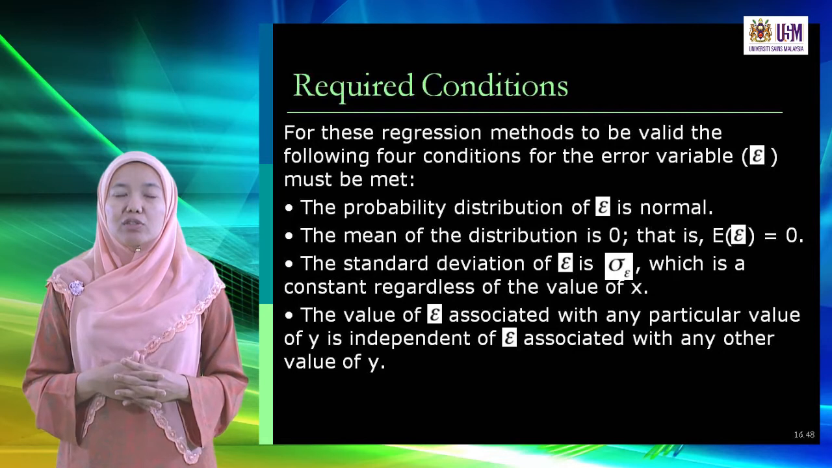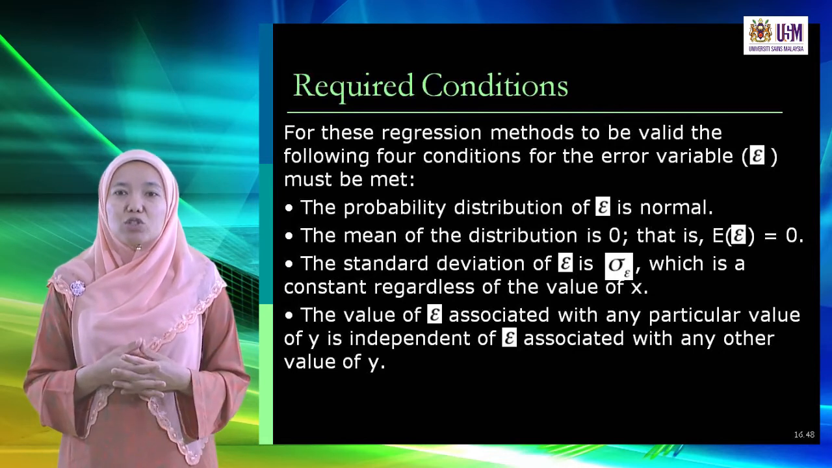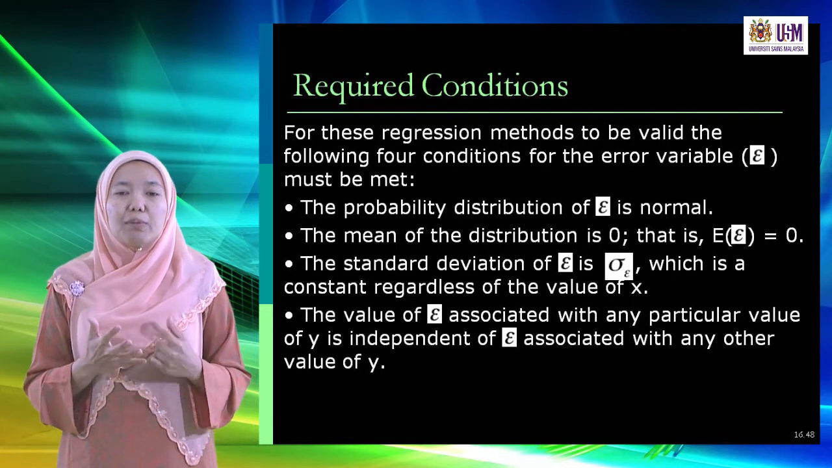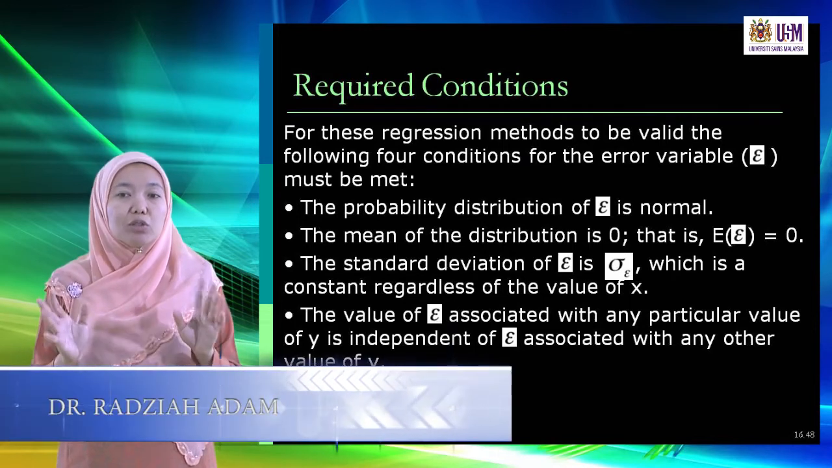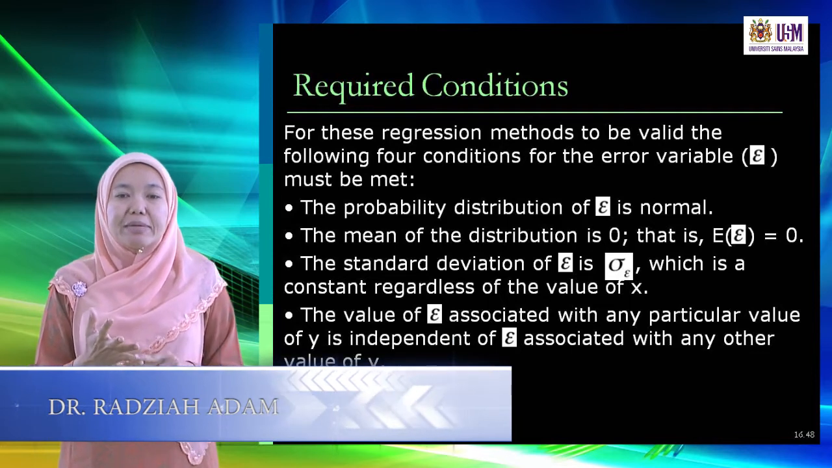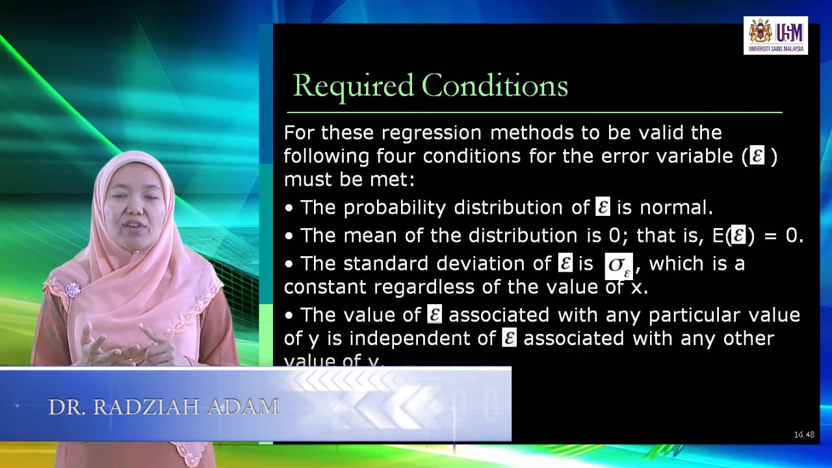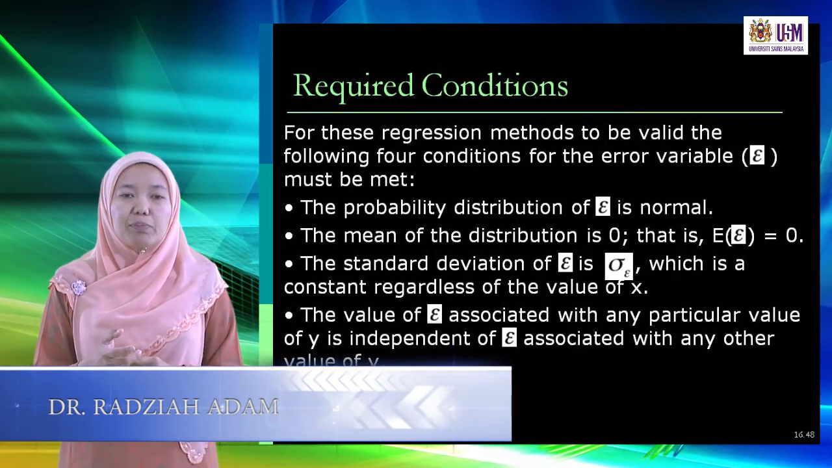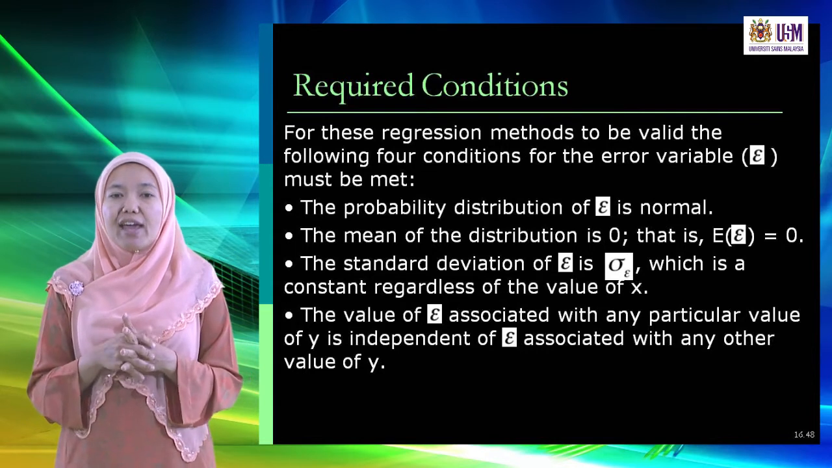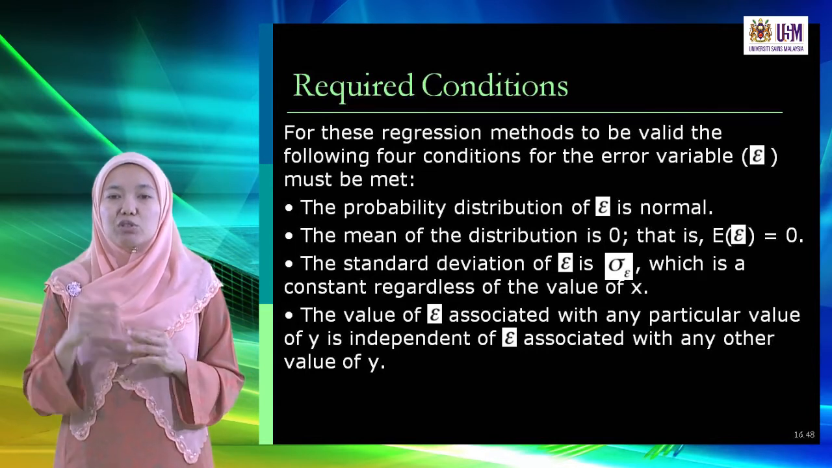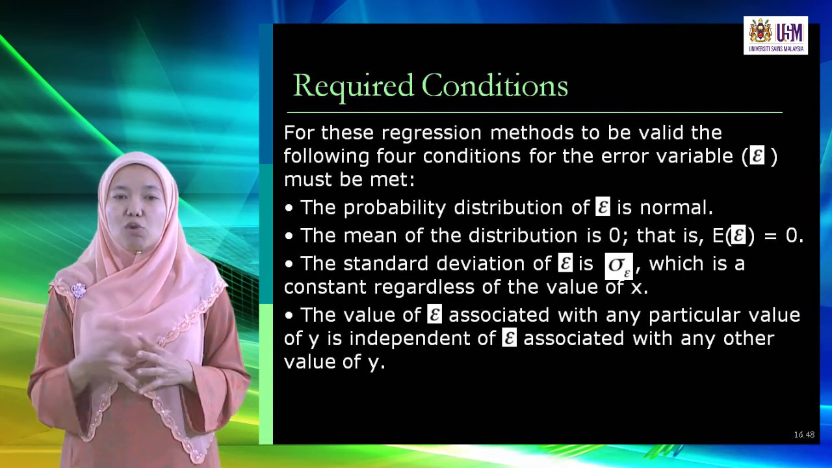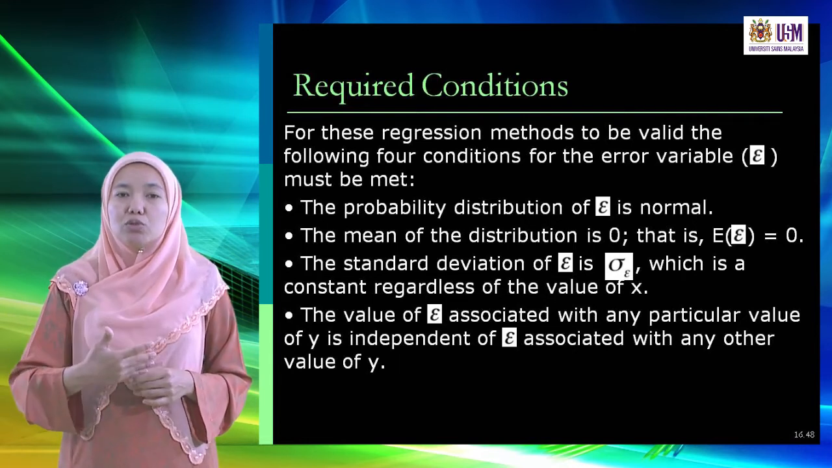What are the required conditions for regression? For these regression methods to be valid, the following four conditions for the error variable, epsilon, must be met. Number one, the probability distribution of epsilon is normal. I told you before, the assumption of normal distribution is very important. The second assumption is that the mean of the distribution is zero. That means the expected value of epsilon is zero. The third point is that the standard deviation of epsilon is sigma epsilon, which is a constant regardless of the value of X. While the error term associated with any particular value of Y is independent of the epsilon associated with any other value of Y. So these are the required conditions when we do regression.